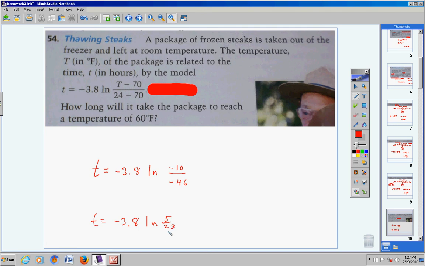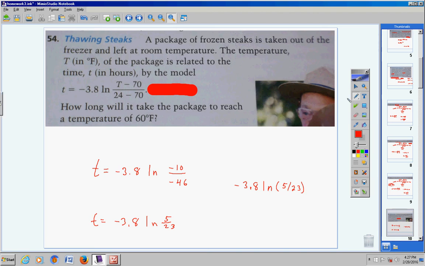So guys, we know how to type this in. Simply type into your calculator negative 3.8. Then type your natural logarithm button, and this will pop up. Then type in 5 divided by 23, and then be sure and close your parentheses. Alright, and if you do that correctly, I'm just checking here to make sure we've not made any mistakes.